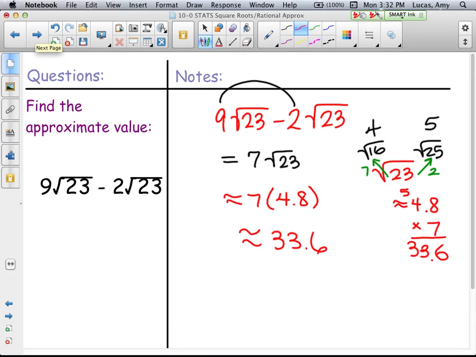When you're working on Study Island, you should see that as long as you're in the ballpark, if you do your approximation, there's usually only one answer that's even close. Most of them are far away.